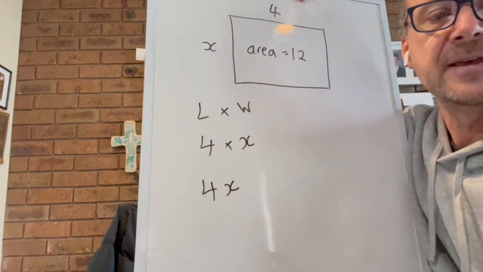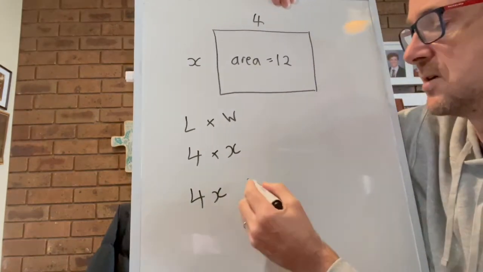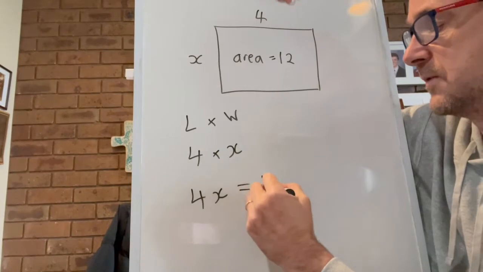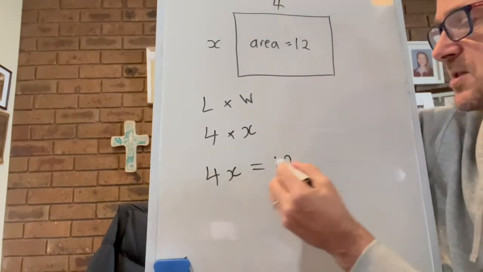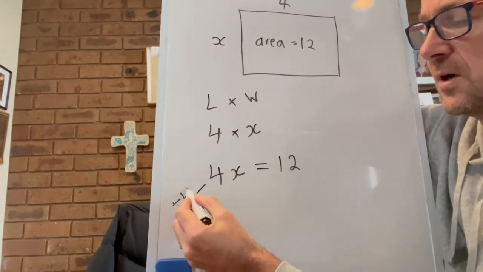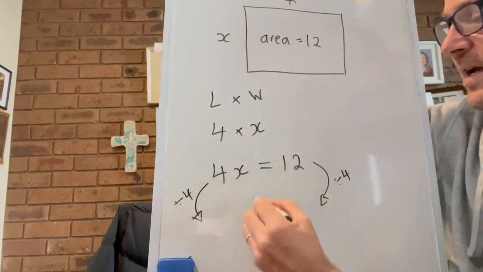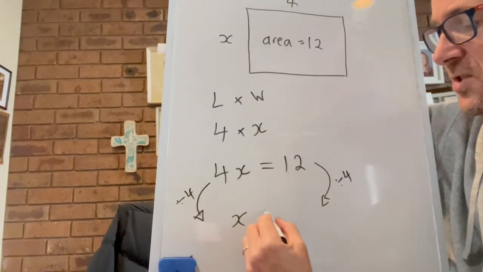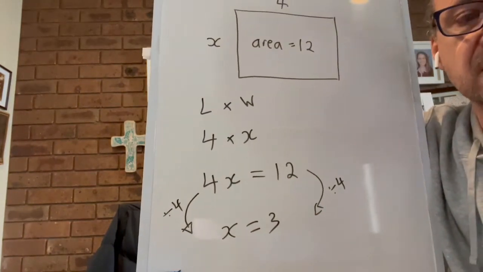And then what we can do with that is make it equal to the area that we're given, which in this case equals 12. To solve for x, we need to do the balance method. So here we are going to be dividing by 4 to get rid of the multiply by 4. Dividing by 4 on here gives us our final answer, which is x is equal to 3. So that's the algebraic thinking that goes with this.